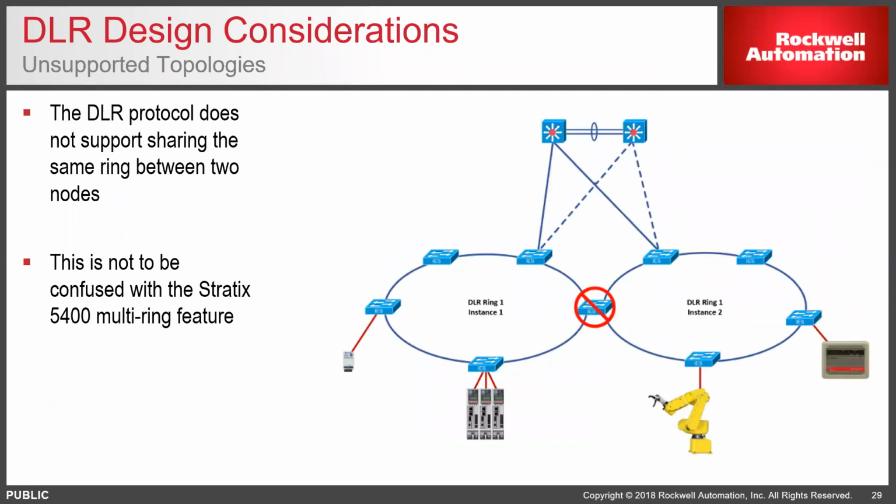So, unsupported technology, unsupported topologies: the DLR does not support sharing the same ring between two nodes. So basically you're creating multiple rings here when you look at this, by having that switch stack in the middle. This isn't to be confused with the Stratix 5400, which can have multiple rings. So in this case, you put a Stratix 5400 in the middle, you could have a ring 1 and a ring 2. The problem, again, still is we're creating a third ring with the stacked switches.